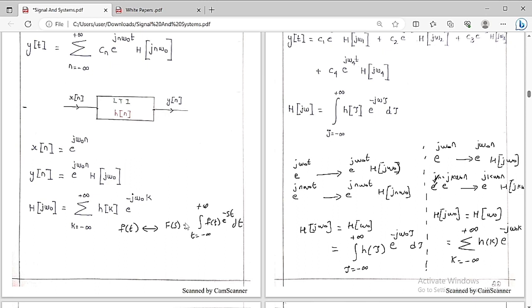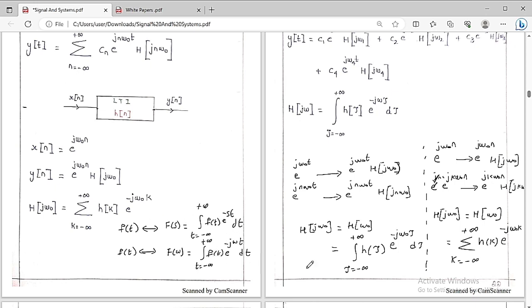So this is the Laplace transform. Suppose for f of t, if you want the Fourier transform, so the Fourier transform is F of omega. If you want the Fourier transform, replace h by j omega, that's it. So F of omega is the integral from t equal to minus infinity to plus infinity of f of t into e to the power of minus j omega t dt. That's it. Same thing I have told you.